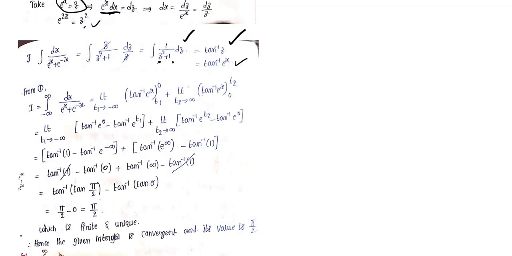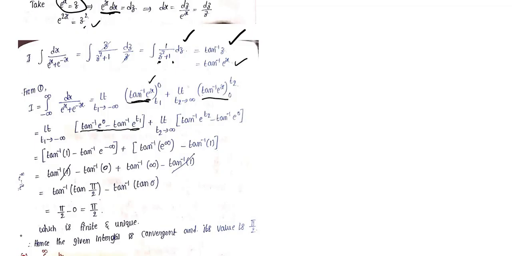Limit as it is. First I am substituting upper limit 0. Then I am getting e power 0. Next I am substituting lower limit in the place of x. Then I am getting e power t1. So after substitution of limits in this term, I am getting tan inverse of e power 0 minus tan inverse of e power t1. Next, limit t2 tends to infinity.